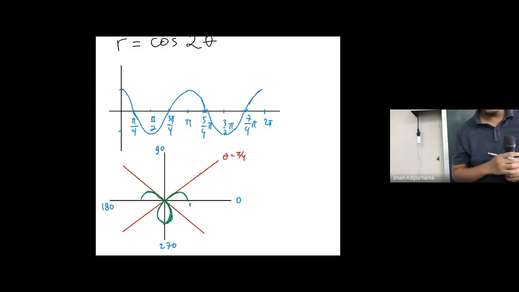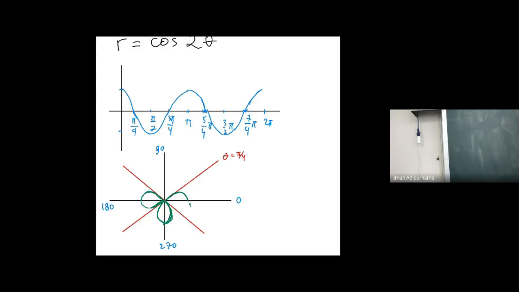And then the next one is from pi to 5 over 4 pi. Nothing wrong with this graph. It's 1, 0. So 1 and back to 0. It's going back here. It's a little bit thick, but yeah, whatever. It's like a flower.